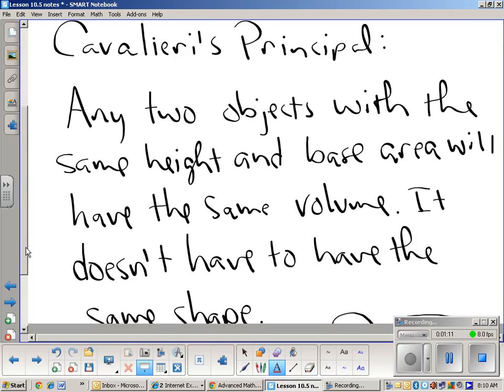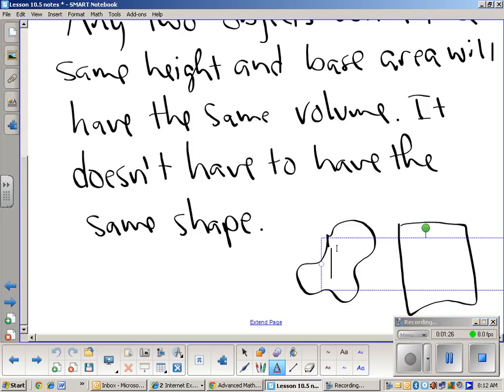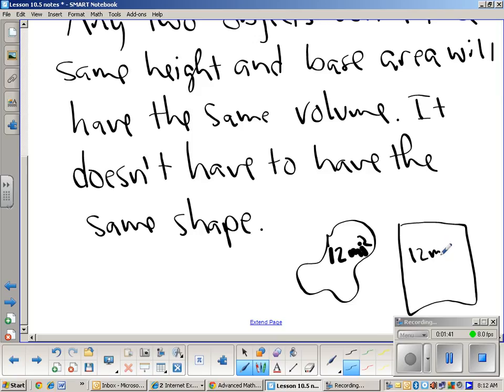Cavalieri's principle. I'm going to pause. Let's copy that. So if these two objects here had a base that looked like this, and we knew that, let's say this had an area of 12 square miles. Let's change to a pen you can read. And this one had an area of 12 square miles. All right? And I made them kind of big.